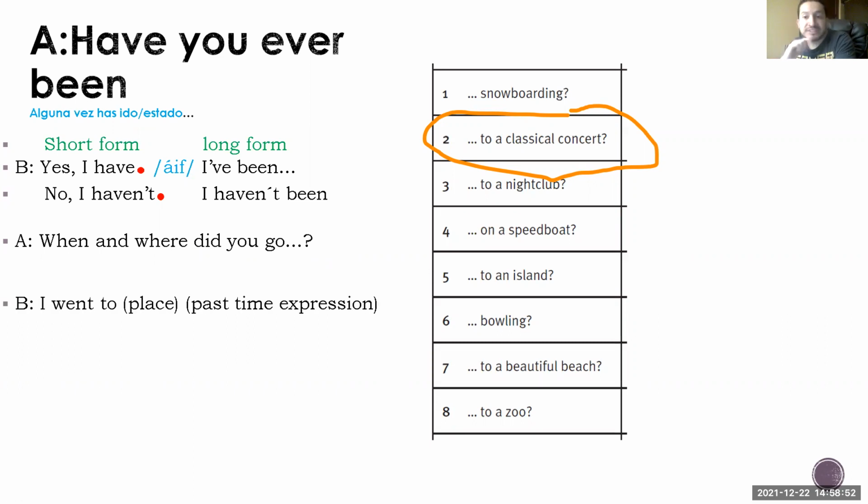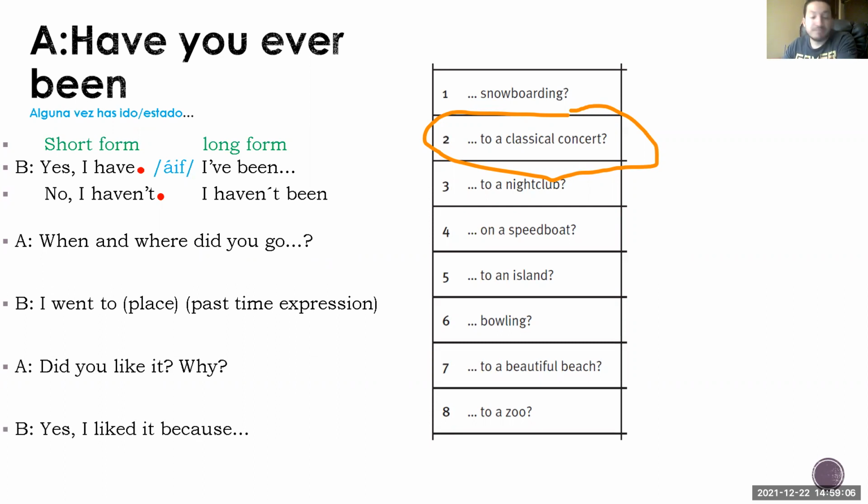So I went to a classical concert here in Bogota with some friends, and it was our first time, and it was beautiful. Did you like it and why? Yes, we liked it because we are used to listening to other kinds of music, and it was the first time we listened to classical music, and everyone in the place was very excited.